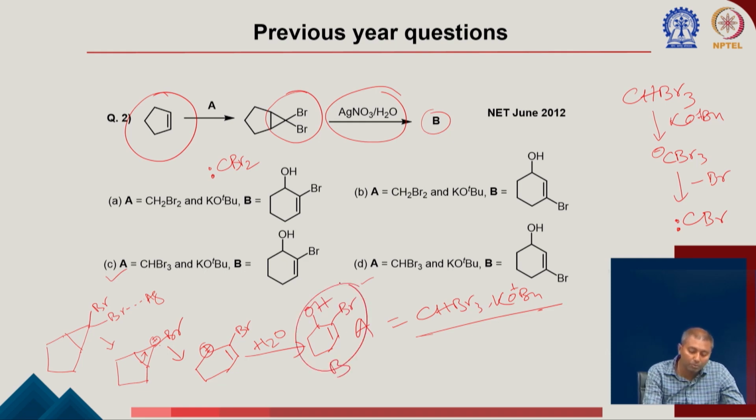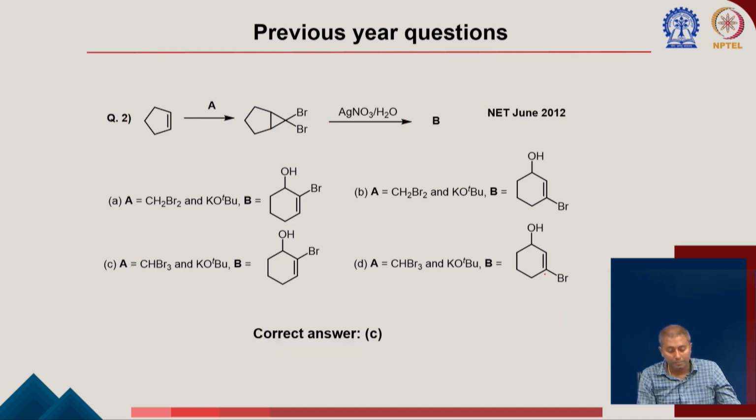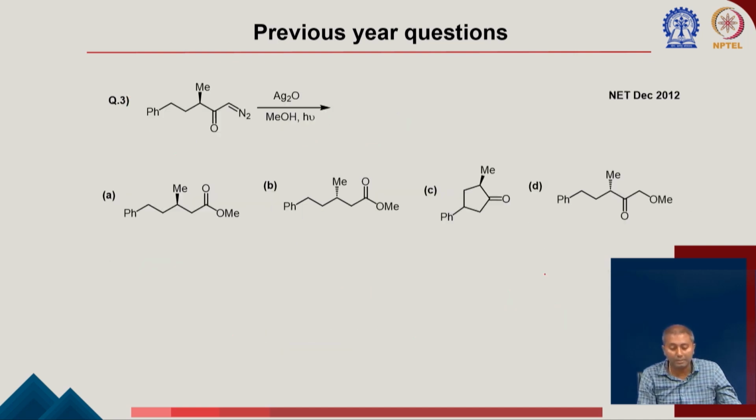Now if you look at these options, your option C has this product, or option D, but in option D the bromine is in the wrong place. So that is the correct answer. Let us move to the next problem.